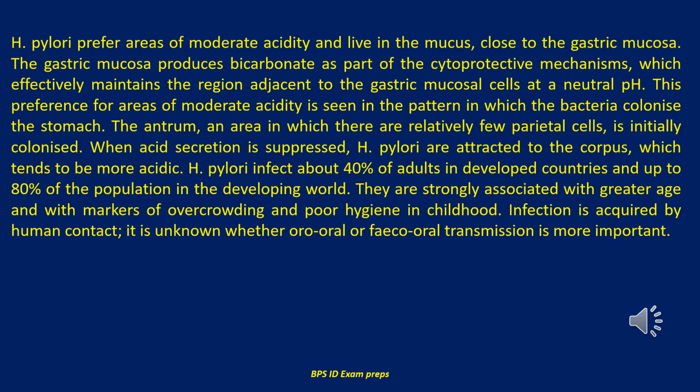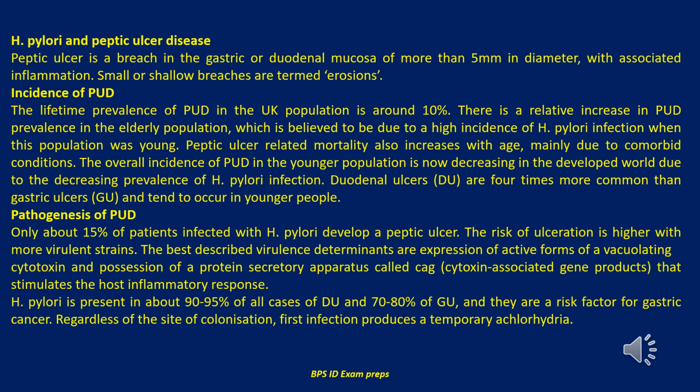They are strongly associated with greater age and with markers of overcrowding and poor hygiene in childhood. Infection is acquired by human contact. It is unknown whether oro-oral or faeco-oral transmission is more important. Helicobacter pylori and peptic ulcer disease. Peptic ulcer is a breach in the gastric or duodenal mucosa of more than 5 mm in diameter, with associated inflammation. Small or shallow breaches are termed erosions.